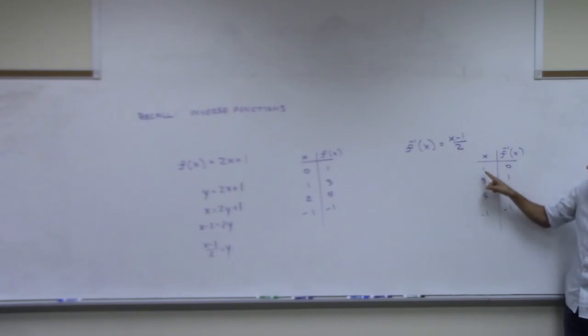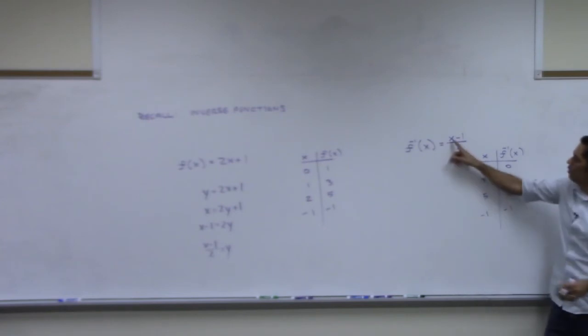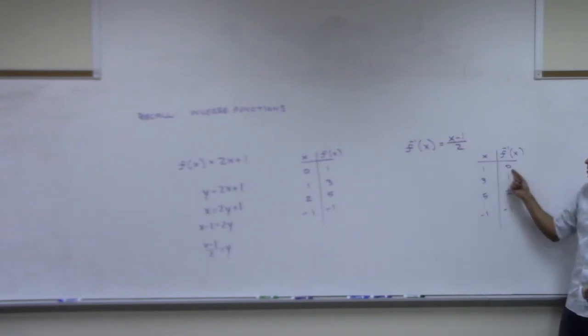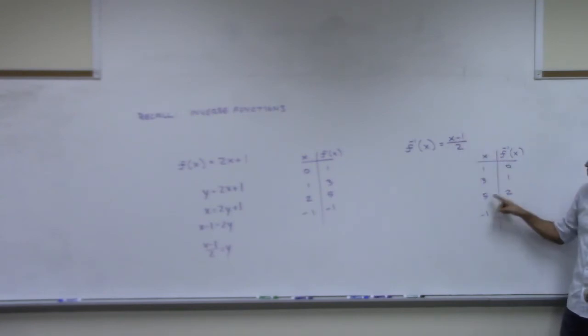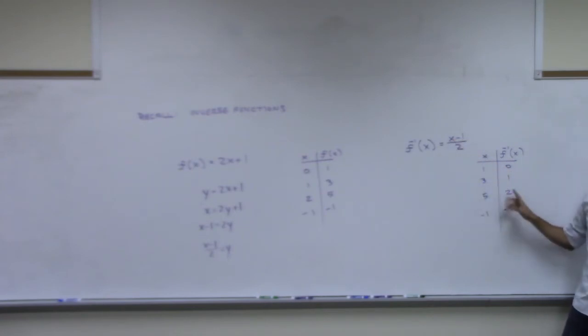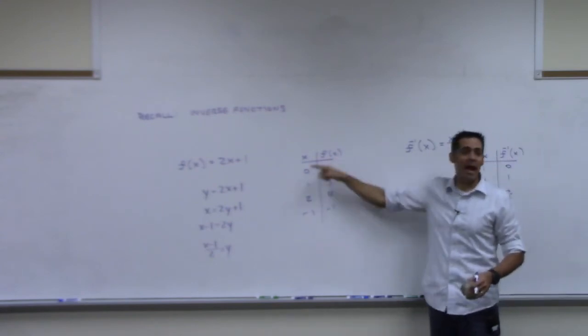And so now check it out. If I take this and I plug in 1, what happens? 1 minus 1 is 0. Over 2 is still 0. Plug in 3. 3 minus 1 is 2. 2 over 2 is 1. Plug in 5. 5 minus 1 is 4. 4 divided by 2 is 2. So you see this function basically takes all the answers back.